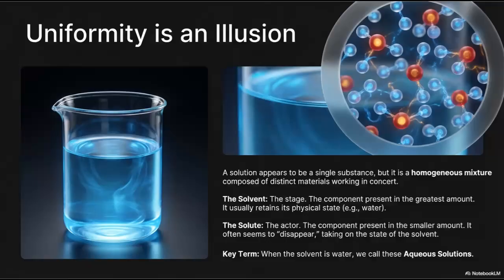So when you have a solution, that solution can be homogeneous or can be heterogeneous because it's going to be made of two different things. It's going to be made of a solvent and a solute. The solvent is what dissolves the solute, and the solute is the solid that you're adding. So the solute tends to disappear. And it's not really disappearing, it's still there.